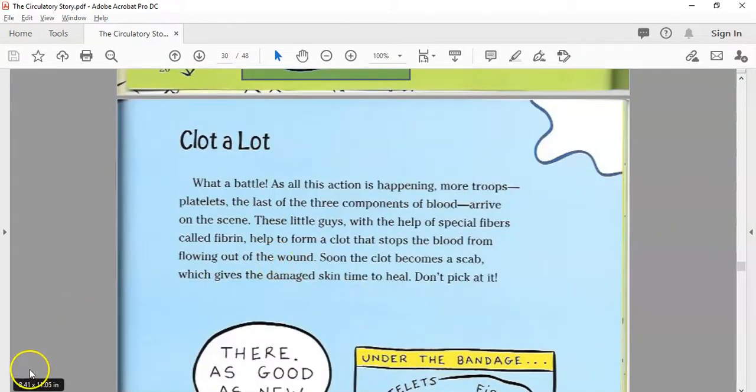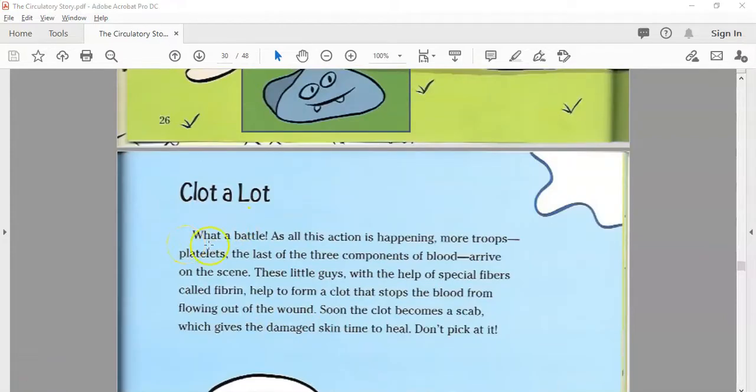Clot a lot. What a battle. All of this action is happening. More troops, platelets, the last of three components of blood, arrive on the scene. These little guys, with the help of special fibers called fibrin, help to form a clot that stops the blood from flowing out of the wound. Soon the clot becomes a scab, which gives the damaged skin time to heal.